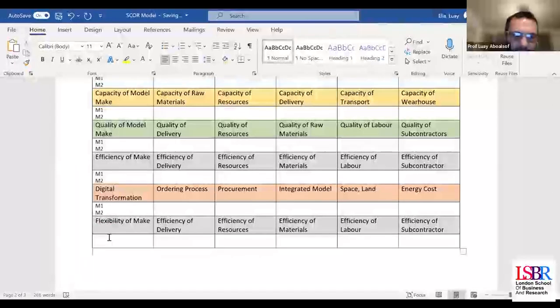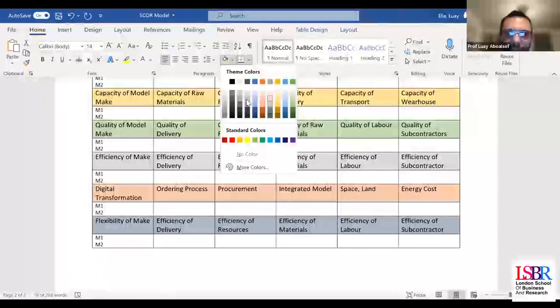Again, M1. Doesn't have to be M1, it could be M2. This is just for example, it could be anything. So let's change the color. What other color can we get here? Maybe this. Let's try this.